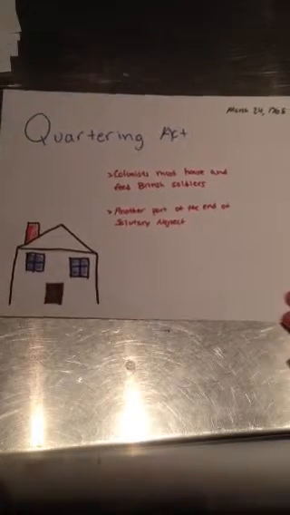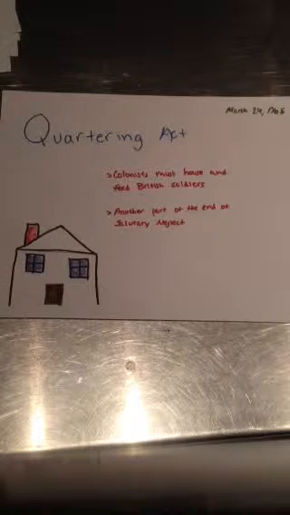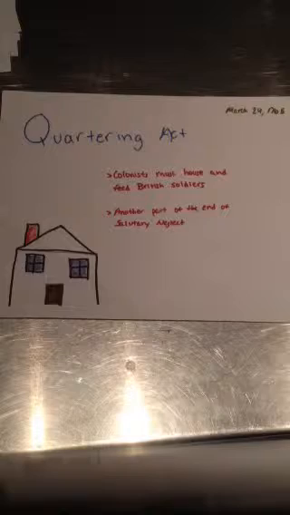The Quartering Act was a little bit of a bigger one. It said that the colonists had to house British soldiers and feed them, and this act would make the tension start to rise in the colonies.